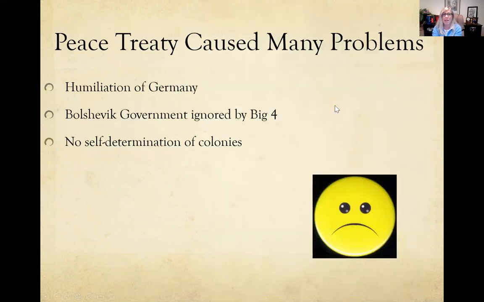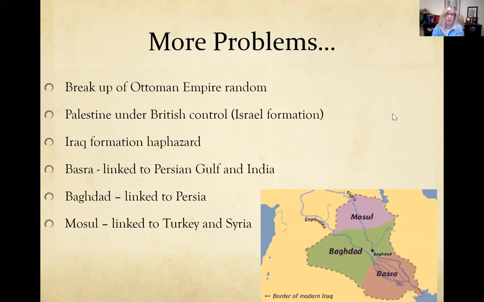Okay, so the peace treaty did cause some problems. Germany, with the war guilt clause, is angry and wants redemption. Vladimir Lenin, his government, and the Soviet Union are resentful that they've been left out and that this territory has been carved out, and the colonies don't get what they want.